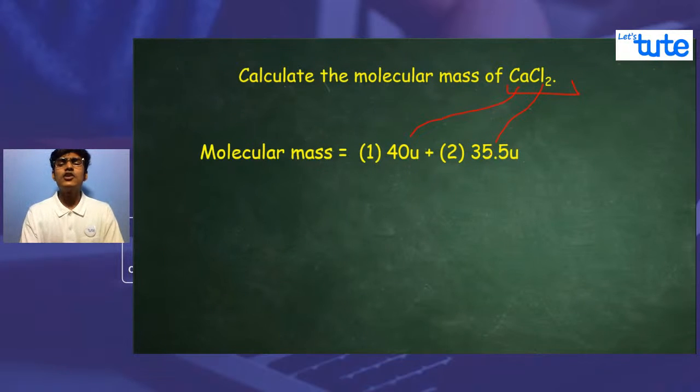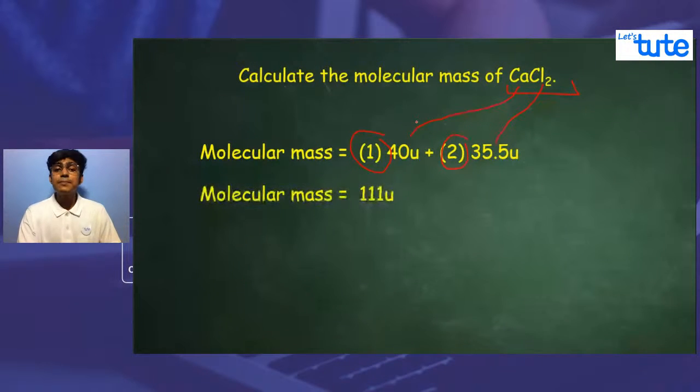So we calculate atomic masses and unified masses, along with the number of atoms. Chlorine has 2 atoms, so we multiply it by 2. Calcium has only 1 atom, so we multiply it by 1. So 40 multiplied by 1 and 35.5 multiplied by 2. We add both of them together and we get our molecular mass. So the molecular mass of this particular molecule is 111 U.